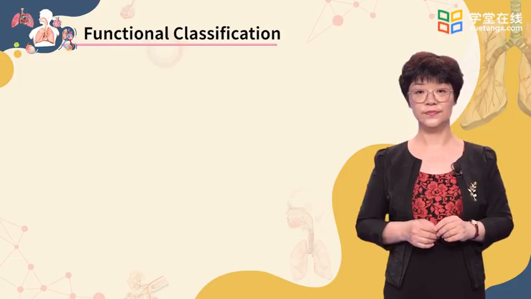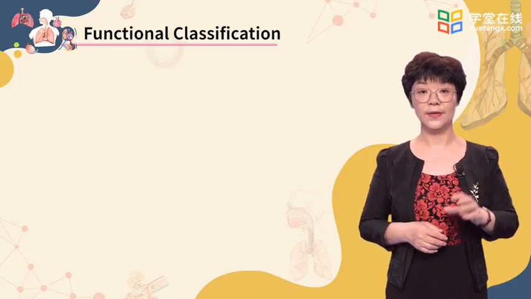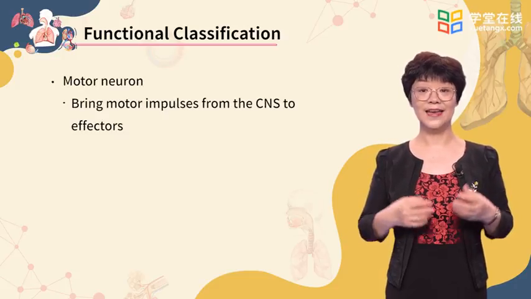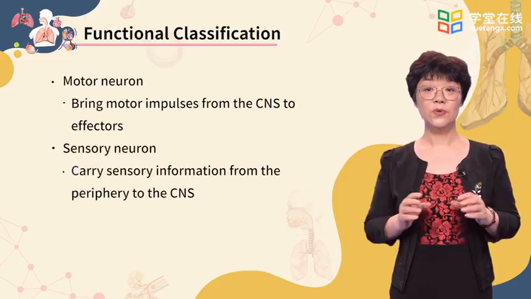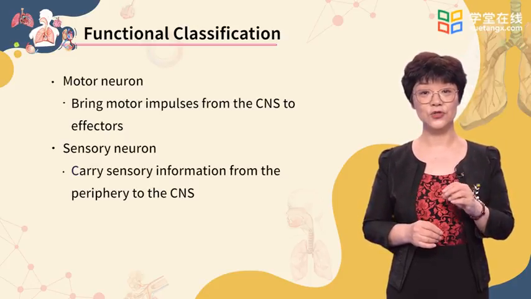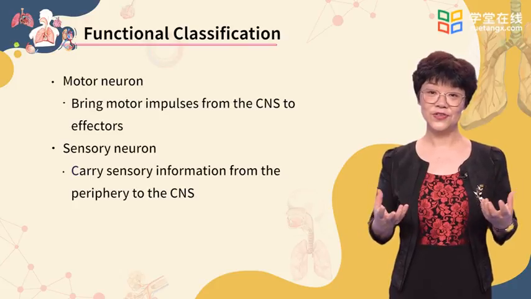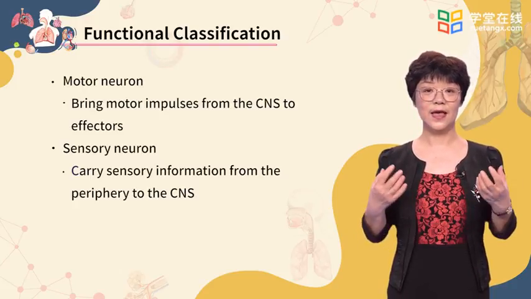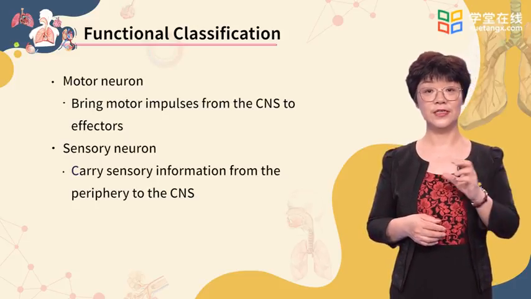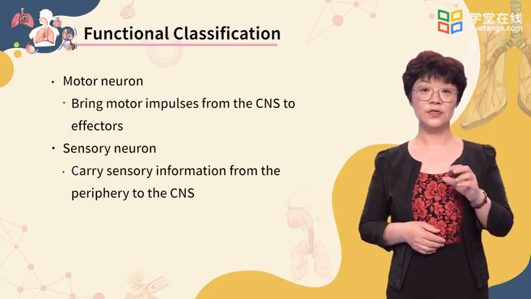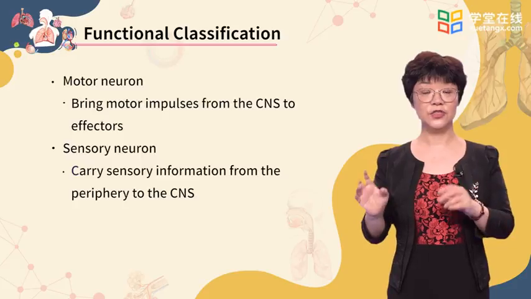Each neuron receives signals from and sends signals to other neurons. So it talks to many different neurons at the same time. On the basis of function, nerve cells are classified into two types: motor or efferent neurons and sensory or afferent neurons. Motor neurons bring motor impulses from the CNS to peripheral effectors, like skeletal muscles, cardiac muscles, smooth muscles of blood vessels, etc. Sensory neurons carry sensory information from the periphery to the CNS. The transmission of nerve impulses will be discussed in our next 2 lectures.